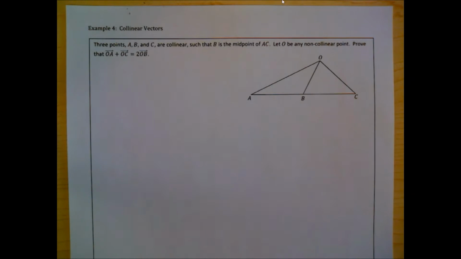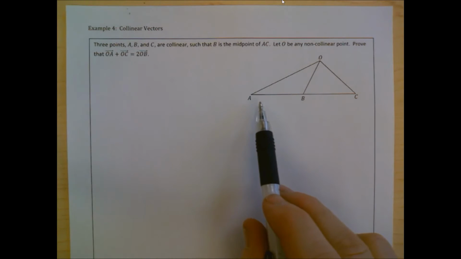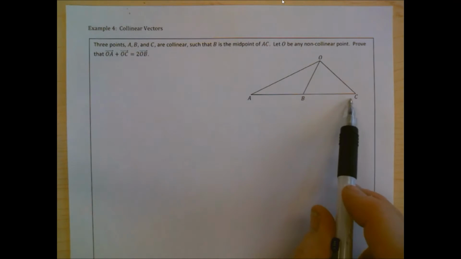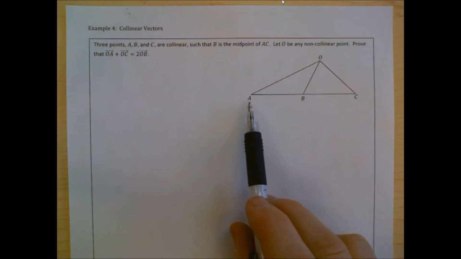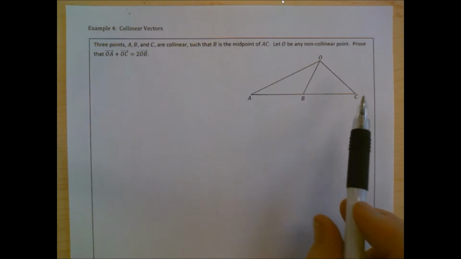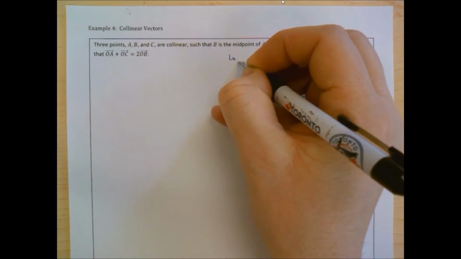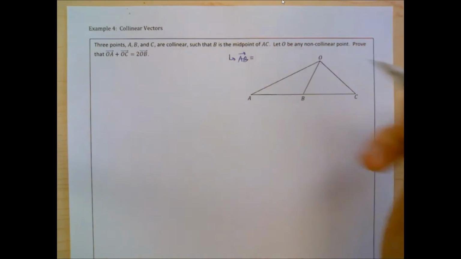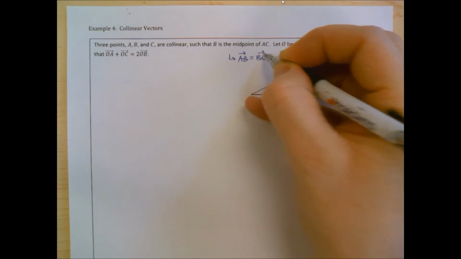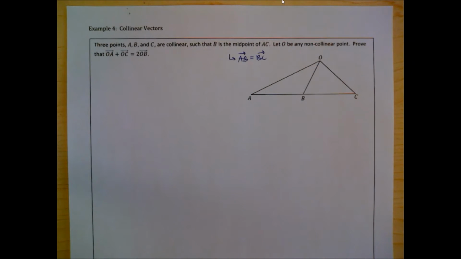What can I do with that information? Well, since they're collinear, that means they're either the same direction or opposite directions. And I know B is the midpoint of AC, so I actually know this fact. I know that from this, vector AB is equal to vector BC. Let's write that just for fun right now.